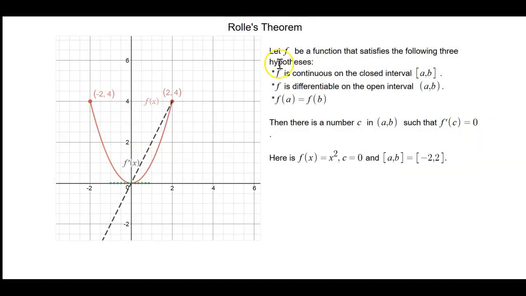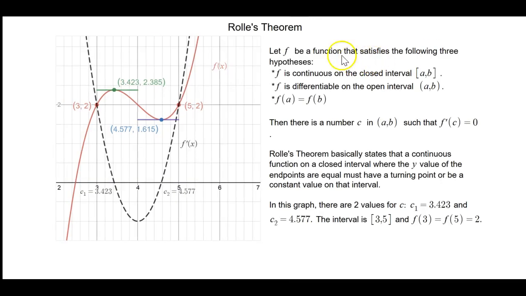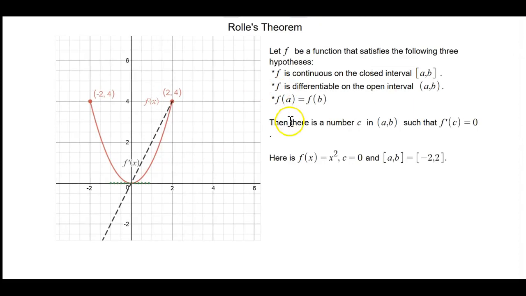So let's identify the part that Rolle's theorem is talking about here with a specific function. Let's look at f of x equals x squared, and I'm going to look at the interval minus 2 to 2. So a is minus 2, b is 2. We know that that function is continuous and differentiable on that interval, and the function values at the endpoints are equal, they're both 4.